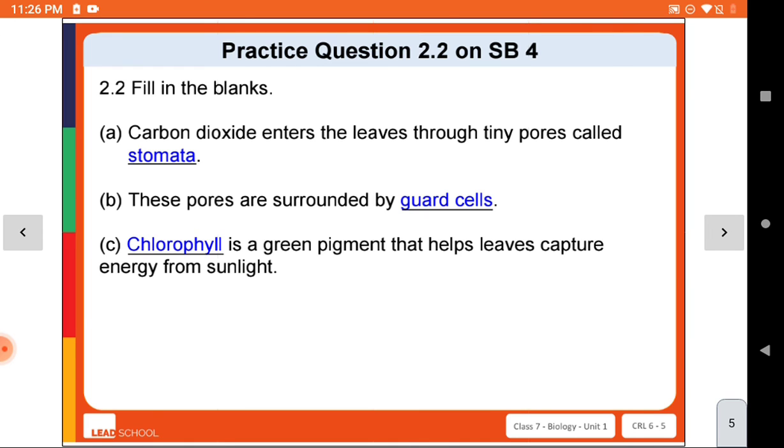These pores are surrounded by dash cells, which are known as guard cells. The third one: dash is a green pigment that helps leaves capture energy from sunlight, that is chlorophyll. Chlorophyll also provides color to plants, and it is the important part in a plant which captures energy from sunlight.